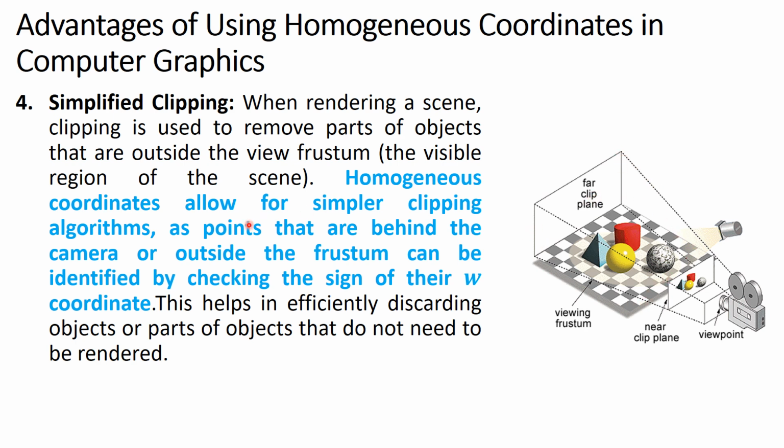Any object behind the camera or outside the frustum can be identified by checking the sign of its W coordinate. The homogeneous coordinate W determines whether an object will be clipped, meaning it will not appear on the screen. This helps in efficiently discarding objects or parts of objects that do not need to be rendered on the screen, by checking the W dimension, the homogeneous coordinate. These are the main benefits of using homogeneous coordinates in computer graphics.